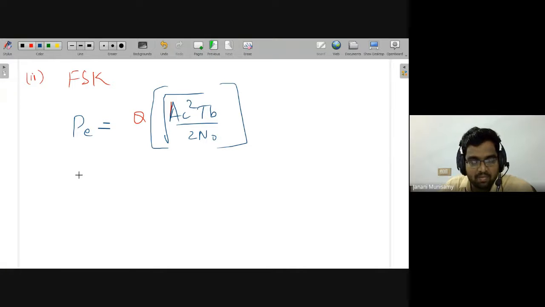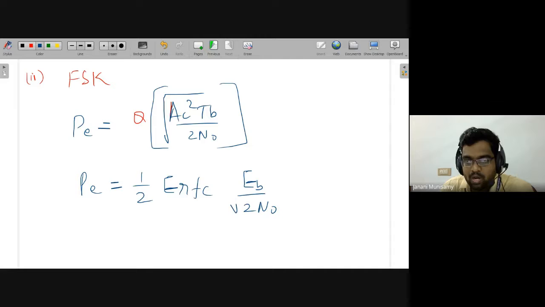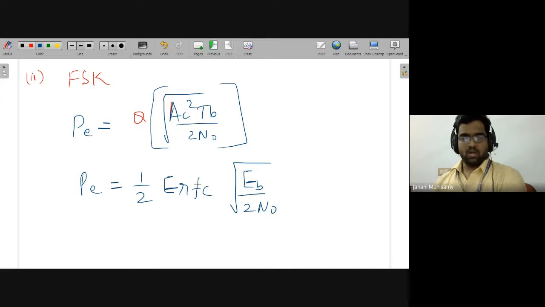Similarly, with the help of a simple comparison, you can also write it in terms of the error function, that is 1 by 2 ERFC of EB by 2 N naught. So now I will write all these probabilities of error in terms of the Q function as well as in terms of the error function in a single table.